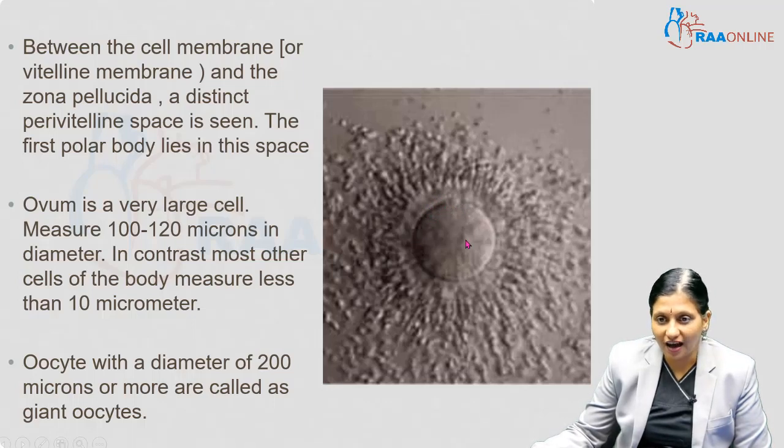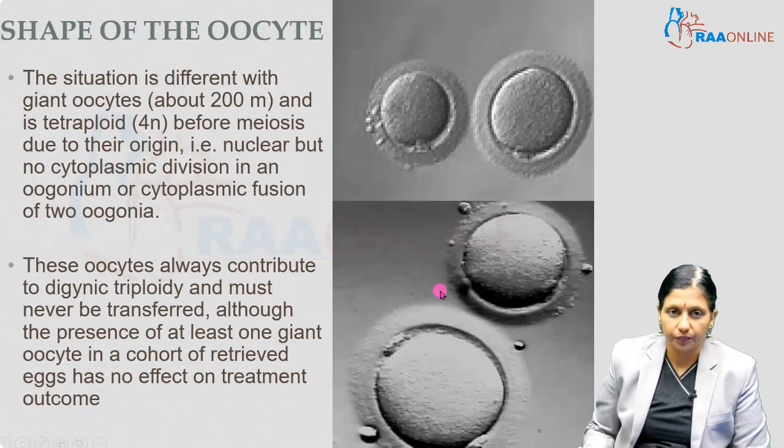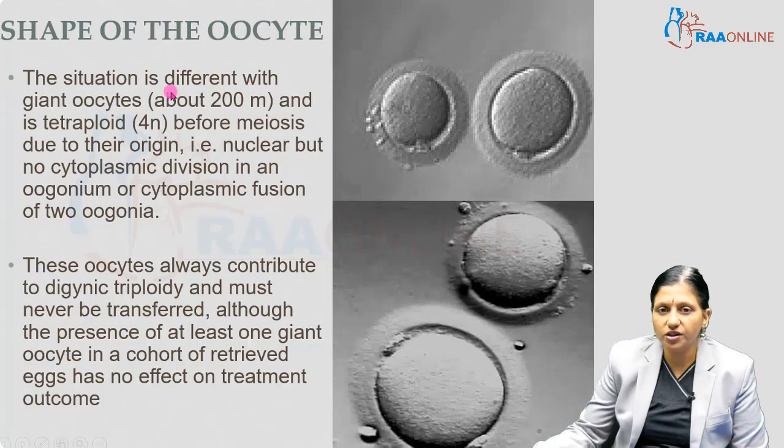The ovum is a very large cell. It is 100 to 120 microns in diameter, and in contrast most cells of the human body are micrometer sized. An oocyte with a diameter of 200 microns, or more than 200 microns, is called a giant oocyte. The situation is different with giant oocytes. So giant oocytes have 200 microns.